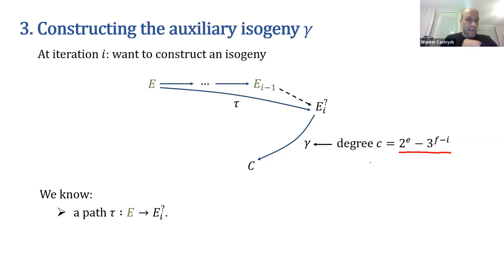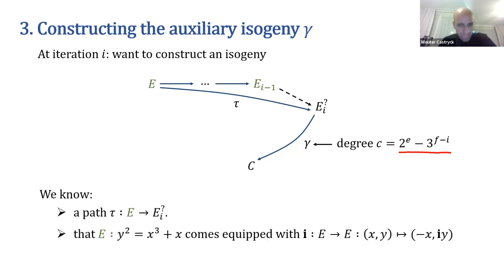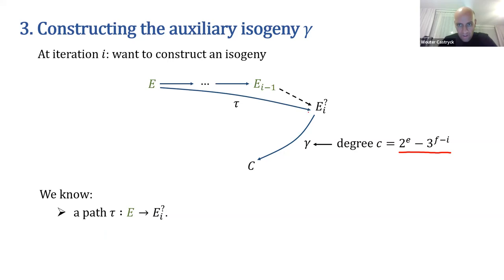Let's already mention that this is just a copy of the image of the previous slide. So at the moment that we are considering EI question mark, we have already constructed the correct path up to step I minus one, right? And so we know an explicit isogeny, let's call this tau. This is a composition of three isogenies from E to EI question mark. So this is part of the input, and we will use this to construct this auxiliary isogeny gamma.